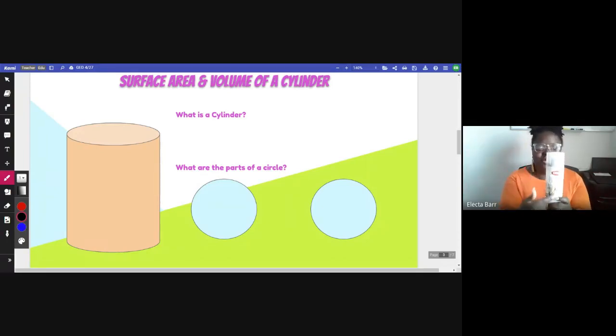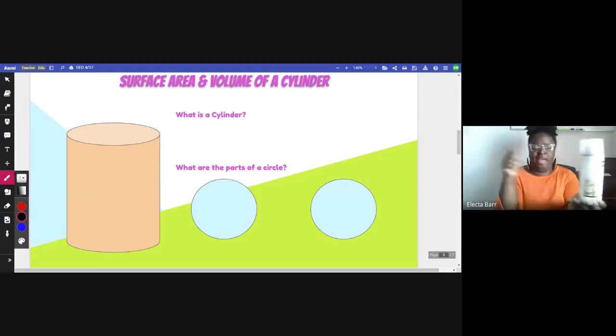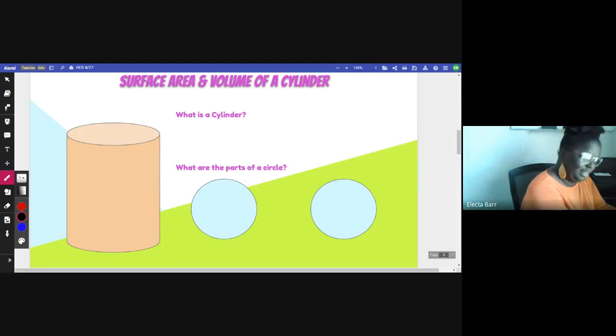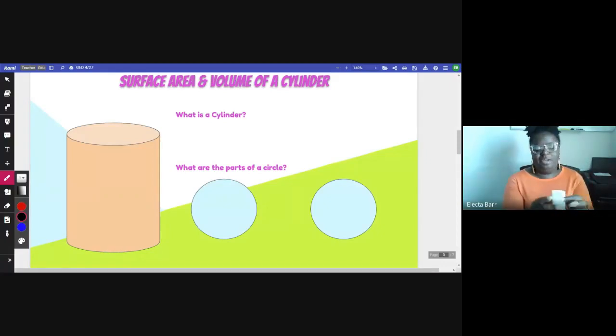And what if I were to cut this in half and open it up? What shape would it be then? So if I were to literally split this in half and open it up, what other shape would it be? A square. Close. Very, very close. Well, it could be a square.